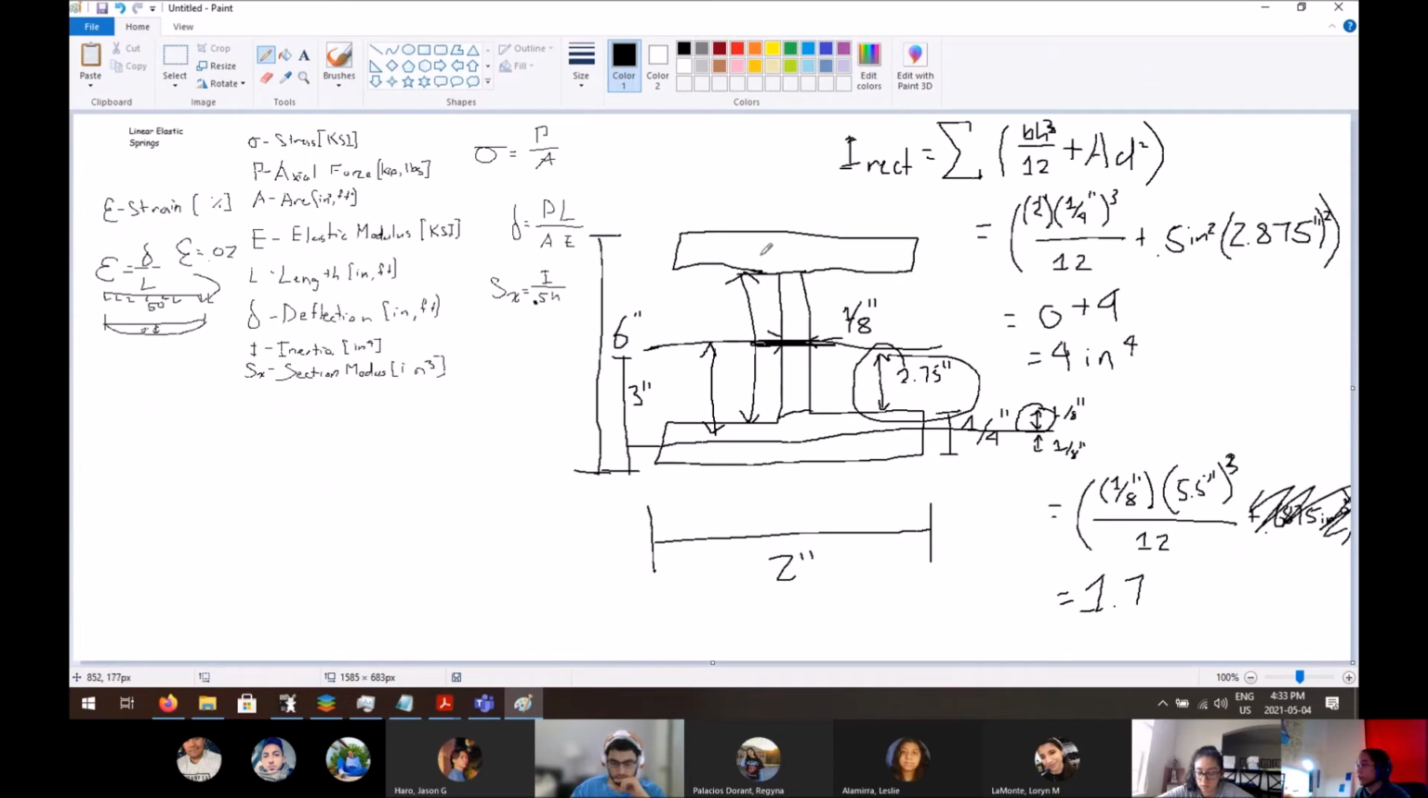So the inertia of this rectangle is 4, inertia of this rectangle is 4, inertia of this rectangle is 1.7. And remember, this is all based on where the neutral axis is. And you just add all this together, so you get 9.7 inches to the 4th for this thing right here. Any questions? Did I lose anyone?